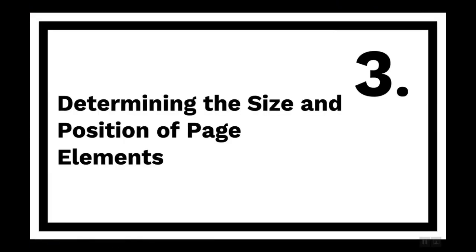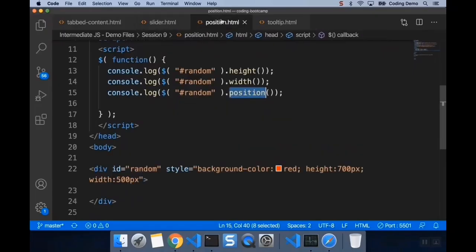Determining the size and position of page elements. This is relatively simple and you do not require the jQuery UI library. All you have to do is call upon the width and height methods of a particular element to get its size. And you can also call upon the position method to get the element's position. Let's look at the code real quick.